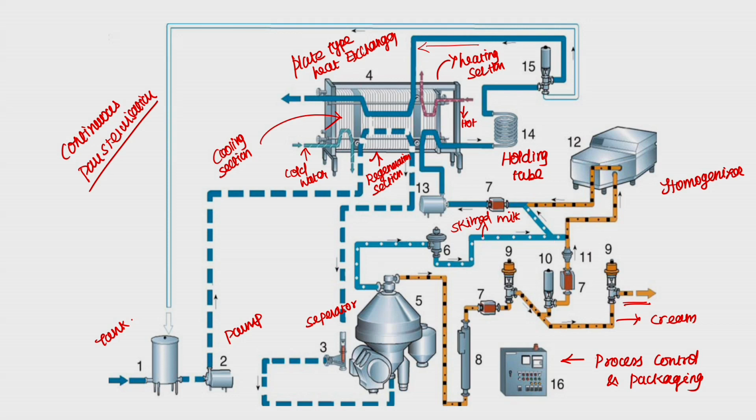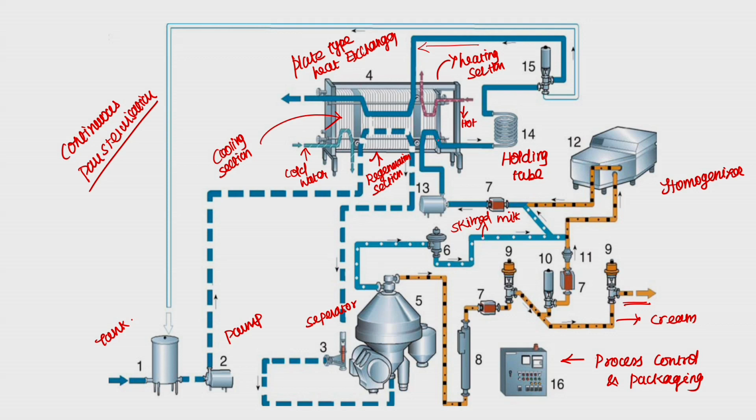Homogenizer in the sense that the large fat chunks will be homogenized into small particle size. Then if you want, it can be added back to the skimmed milk. Then 7 is a flow transmitter. Then it is pumped to the heating section of the plate type heat exchanger, where hot water is used to exchange the heat. Then it is heated to the particular temperature.